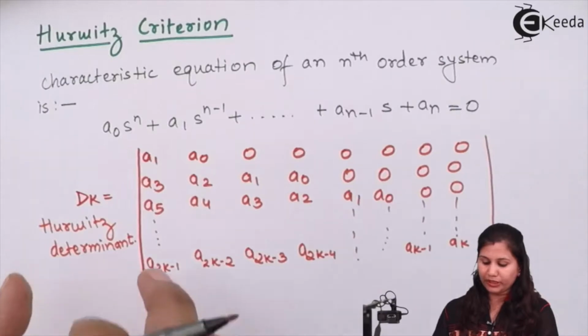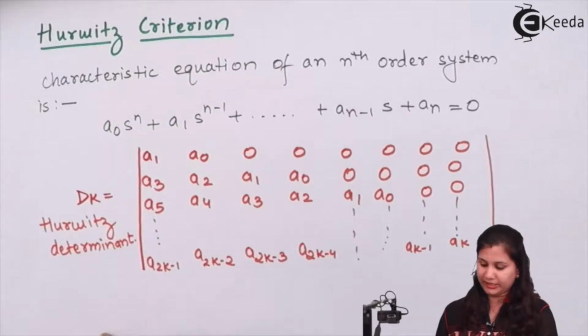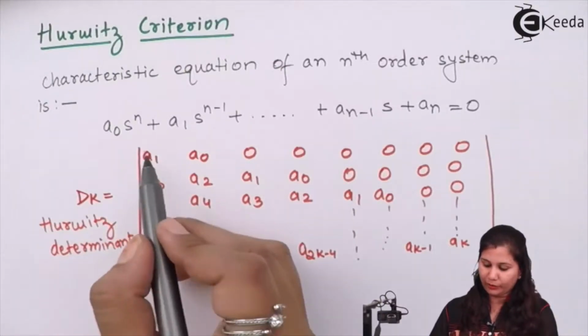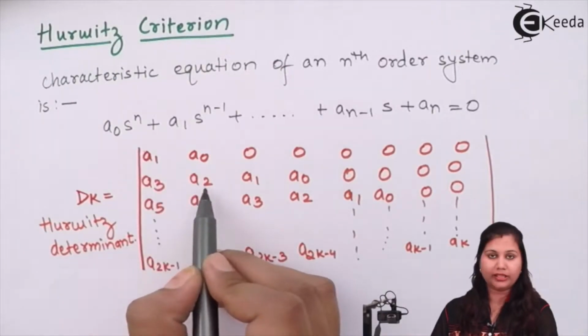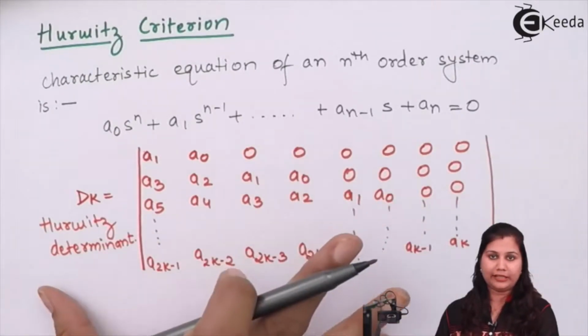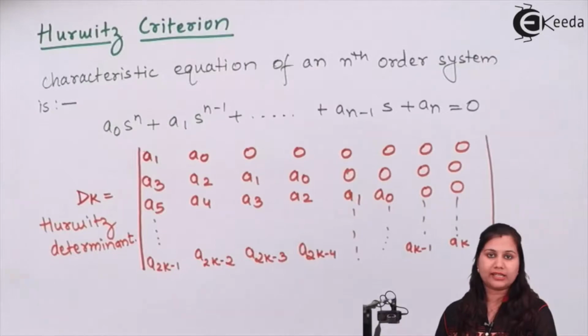Now we are going to take all the Hurwitz determinants inside it. First we take A1, then we take A1, A0, A3, A2. So all the principal minors of this arrangement should be greater than 0 for a system to be stable. So that was the Hurwitz criteria.